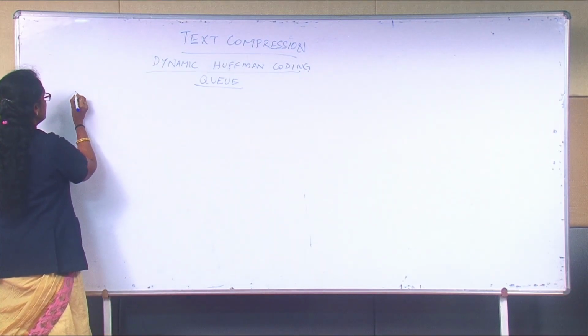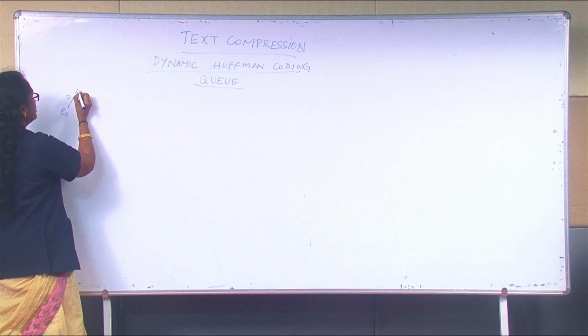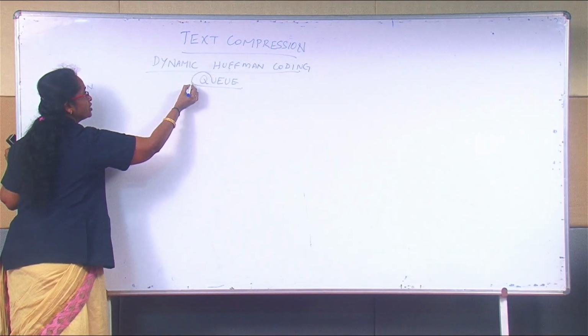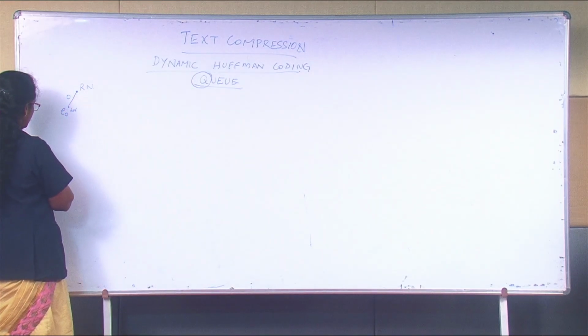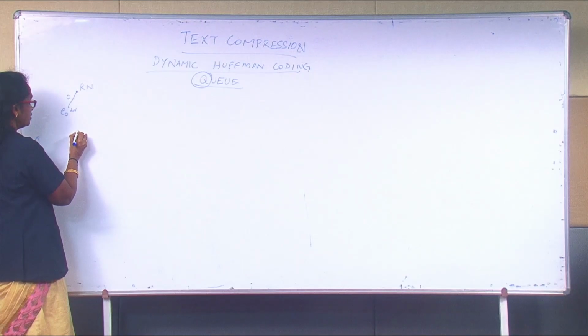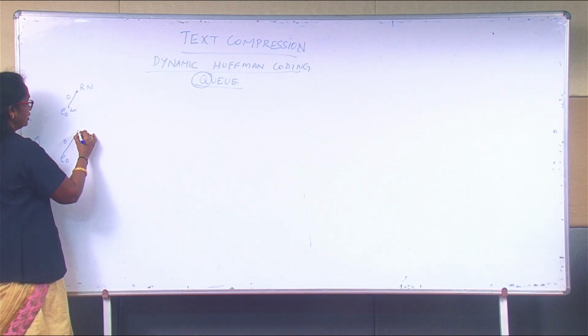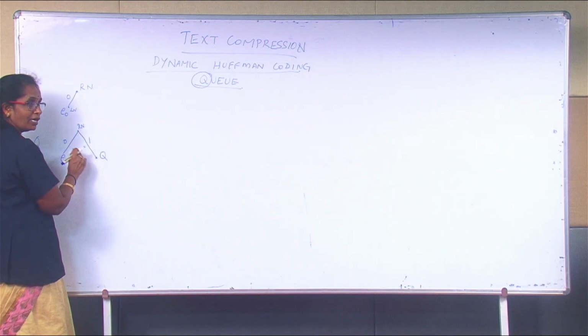First, the tree has one empty leaf node assigned to the 0 branch, and this is known as my leaf node, and this is the root node. Now the encoder receives the first character Q. It assigns that first character to the 1 branch. So this is my root node, and this character Q is assigned to the 1 branch.